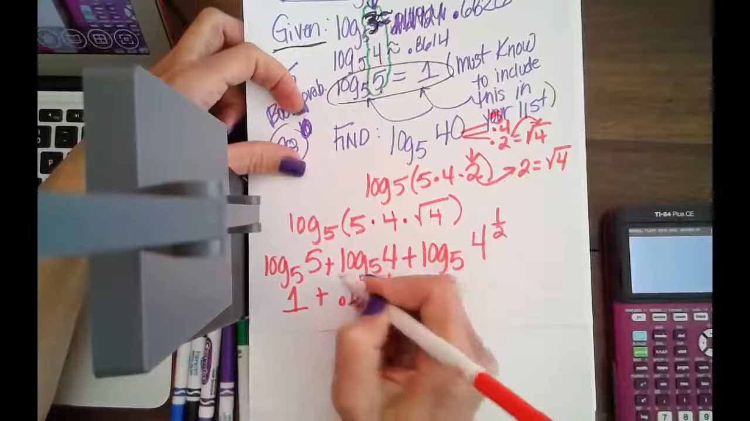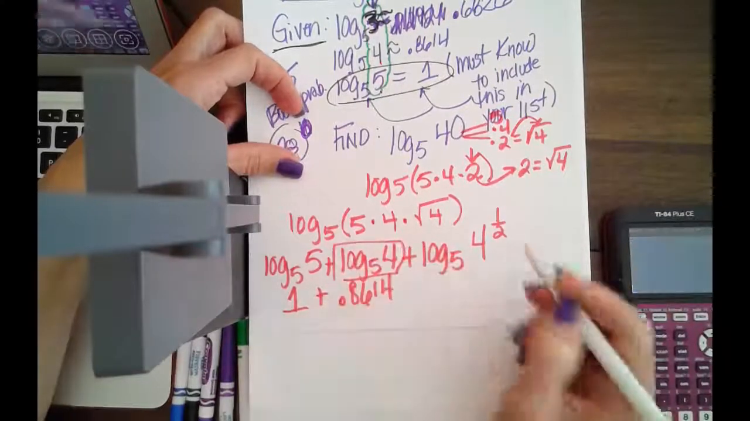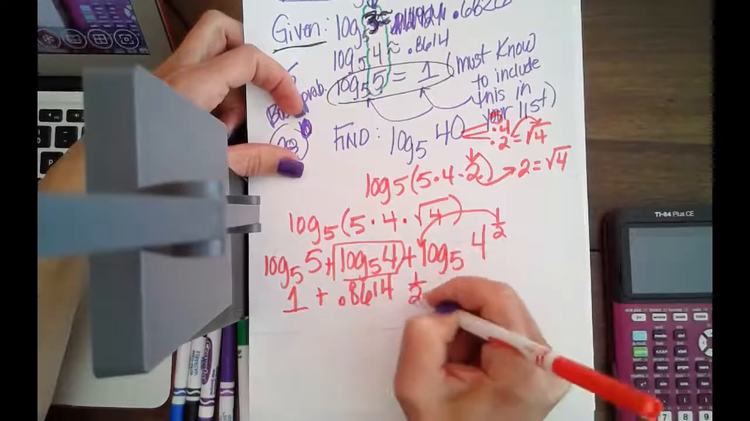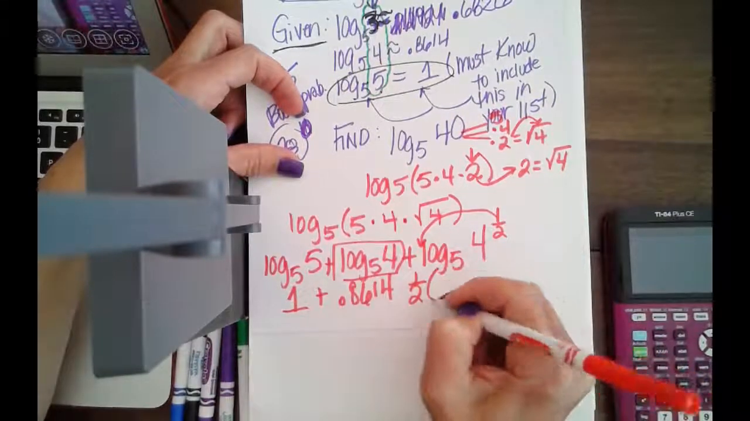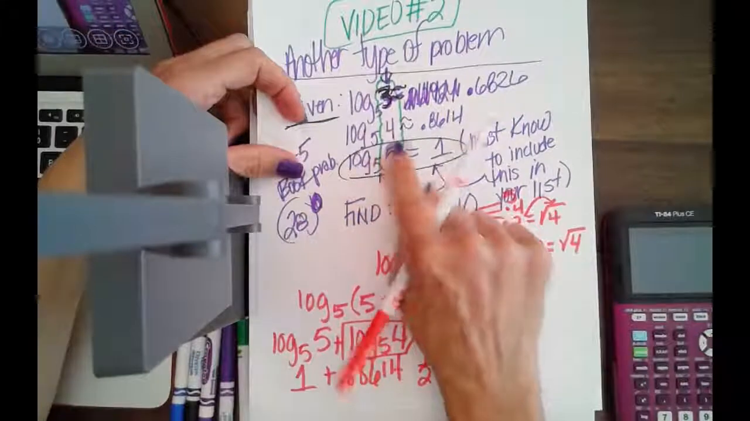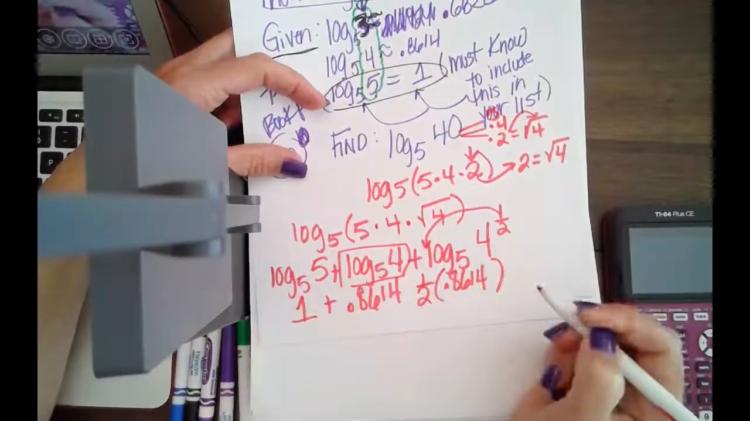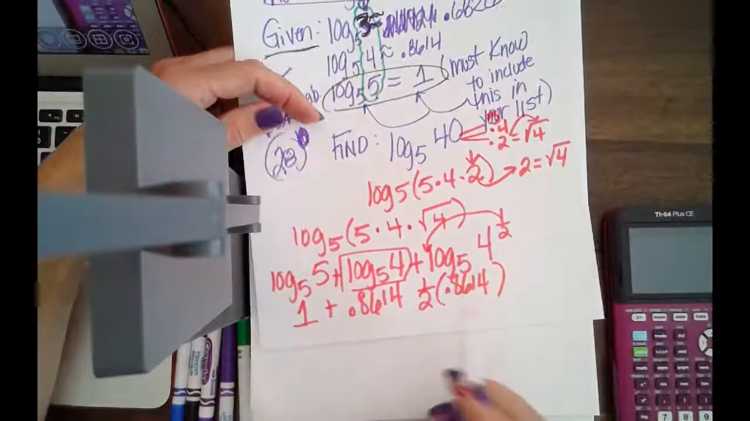You're just going to convert that back into whatever's given to you. And then this guy's going to come in the front. Remember, he comes in the front, so it's going to be 1/2 log base 5 of 4. Well, log base 5 of 4 is 0.8614, but we're going to take half of that. All right, so we're going to take 1 plus 0.8614.